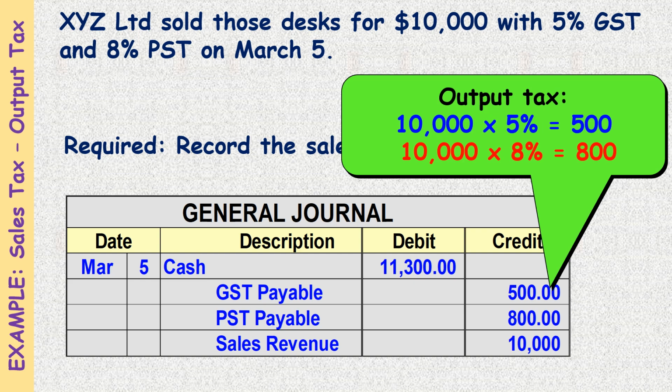So therefore, XYZ Limited will use the accounts known as GST payable and PST payable to credit these amounts. And the revenue account, which is the sales, will be credited for $10,000. Now, this is the accounting for the output tax. So now we have to look at whether we have a recoverable from government or a payable to the government. So let's look at that.